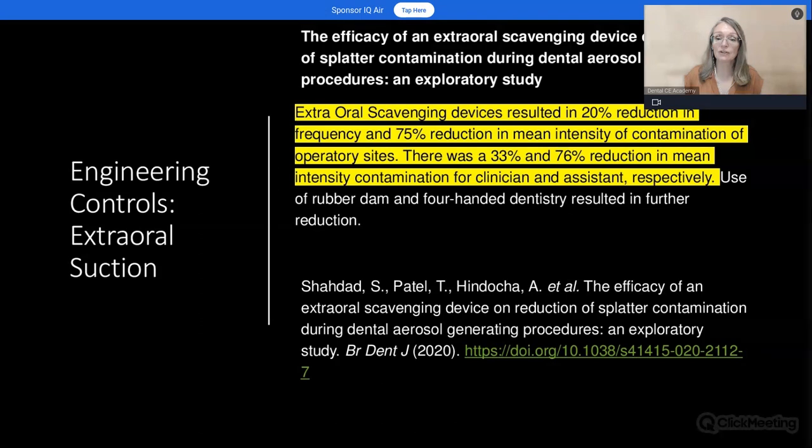All right, the efficacy of an extraoral scavenging device on reduction of splatter contamination during dental aerosol generating procedures. This was an exploratory study. They found that extraoral scavenging devices resulted in a 20% reduction of frequency and 75% reduction in mean intensity of contamination of operatory sites. There was a 33% and 76% reduction in mean intensity contamination for the clinician and the assistant, respectively. However, note that when they used rubber dam and four-handed dentistry, it resulted in further reduction.